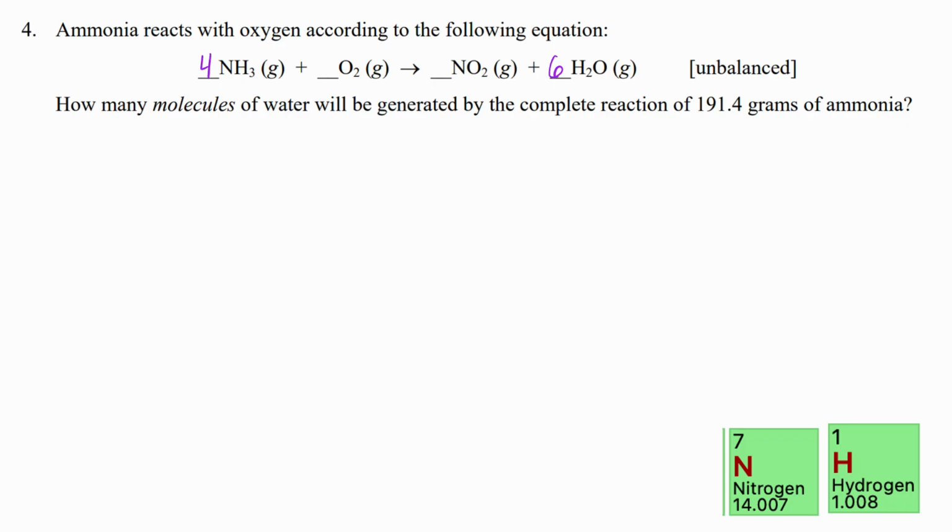And now I can go ahead and balance everything else. So I have 4 nitrogens and 1 nitrogen, so I'm going to put a 4 here. My hydrogens are already balanced, so let's go ahead and address our oxygens. On the right, we have 4 times 2, which is 8, and 6 times 1, which is 6. So 8 plus 6 is 14. 14 divided by 2 is going to be 7. So this is our balanced chemical equation.